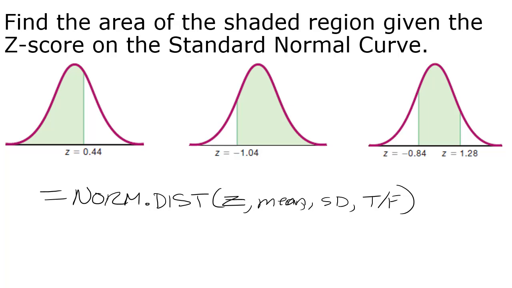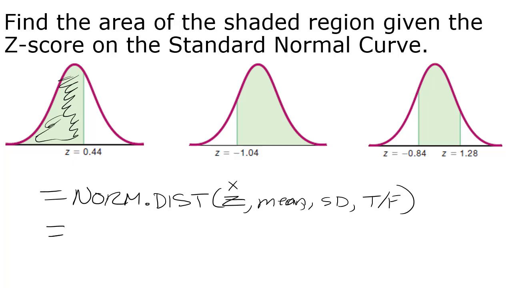Now, specifically, we can think of this z-score as really an x value, which we'll see later. But basically, you're just going to give it the value you're working for, and then the mean, the standard deviation, and then you do true or false. Now, some things to realize. The norm distribution function gives you area below it. So it's perfectly set up to do this one.